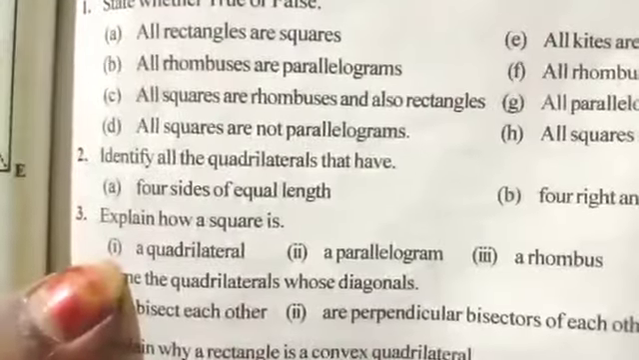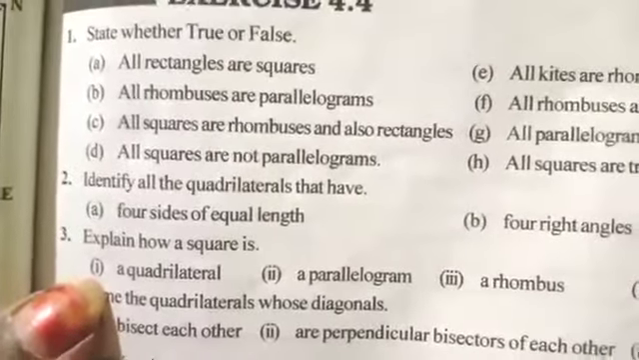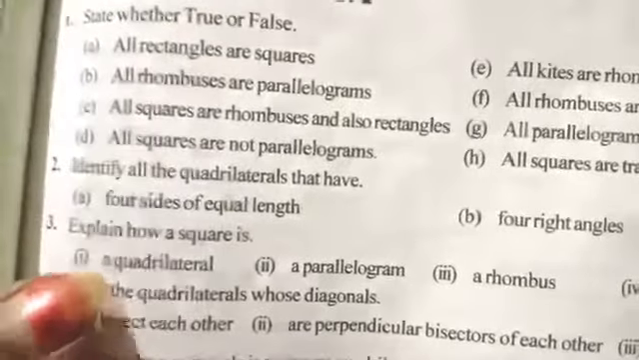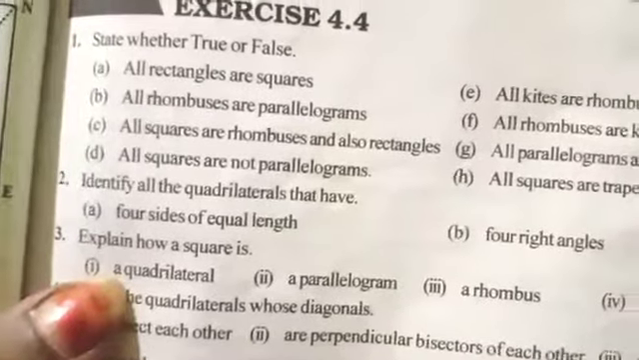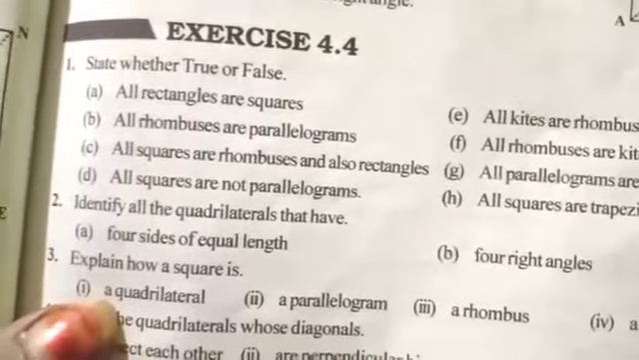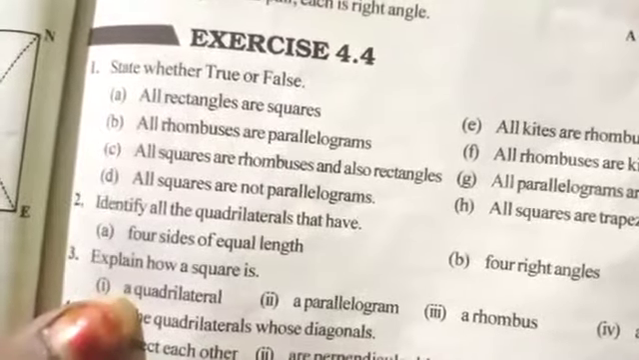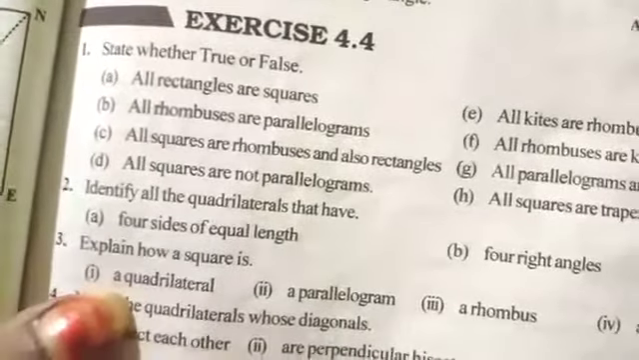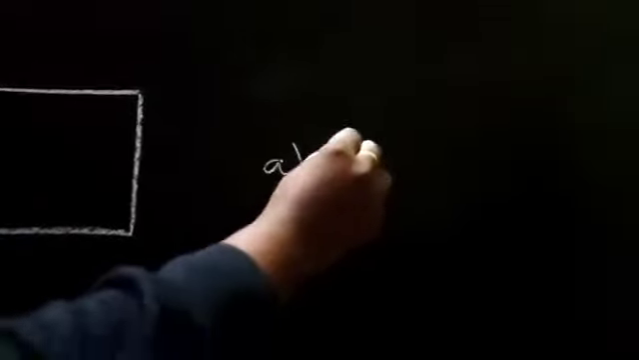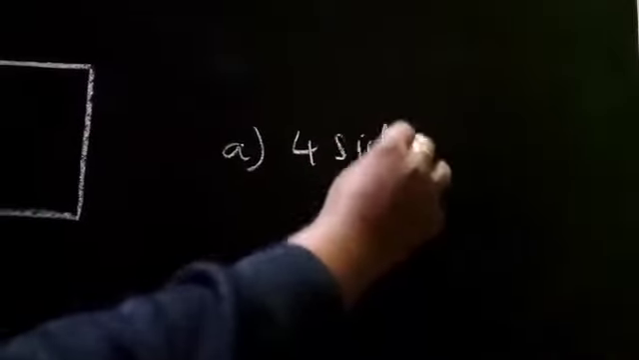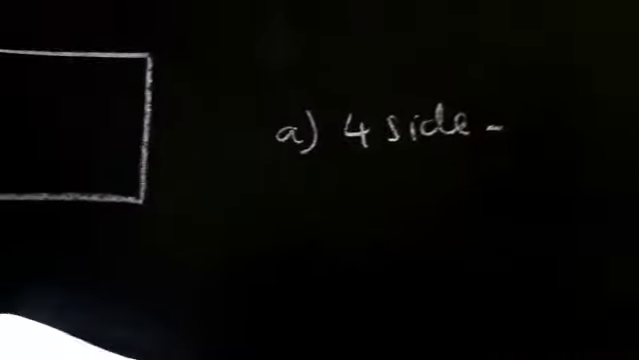Third question is explain how a square is a quadrilateral. Quadrilateral means what? We should have 4 sides. Whatever has 4 sides, we can tell it is a quadrilateral. So a square also has 4 sides. In a square we have 4 sides, so it is a quadrilateral.